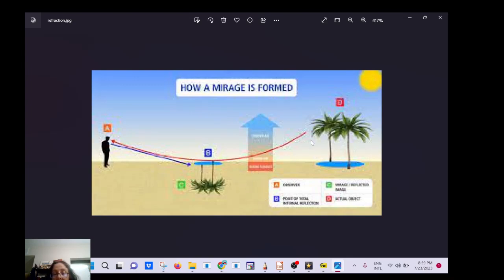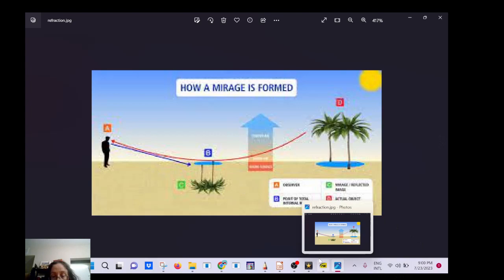If the ground is very hot, the light coming from a tree here, maybe there is a tree, there is some ground here, the light will curve away from the ground, and you're going to see a virtual image here. So from the point of view of your brain, light comes from this direction. So you're going to see a virtual image, and you're going to think that maybe you have water here, and you're going to be disappointed. So this is called refraction.